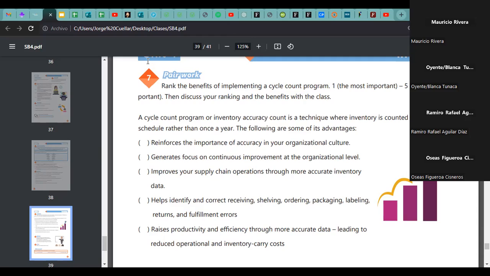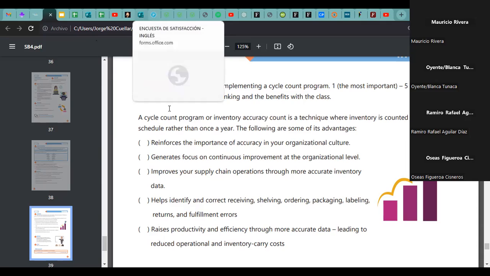What about number four? Who wants to tell me what would be number four? Generate focus on continuous improvement at the organizational level. Also very important because it has to be not just the warehouse. Everybody has to be active. So the last one, it has to be raises productivity and efficiency through more accurate data, leading to reduced operational and inventory carry costs. Nice.